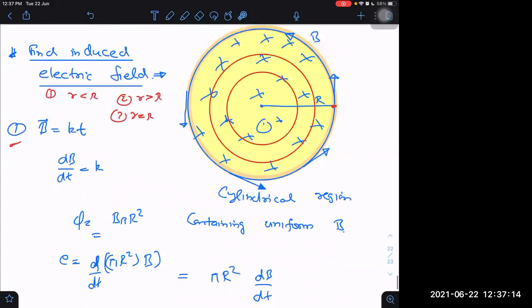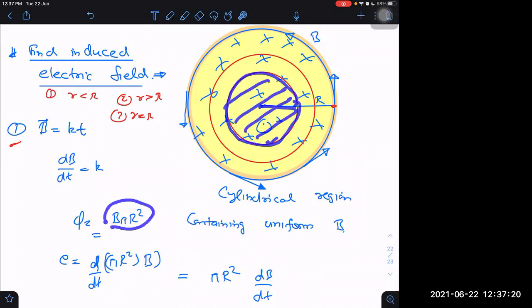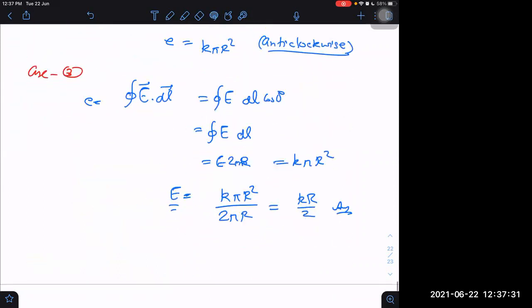Why will the flux change? Because if I'm taking this much circle only, then within this circle the flux will become less. Then it will not be B into pi r square flux. What will be the flux within this smaller loop? It will be B into pi small r square. Then it will become K smaller r by 2. Very good.